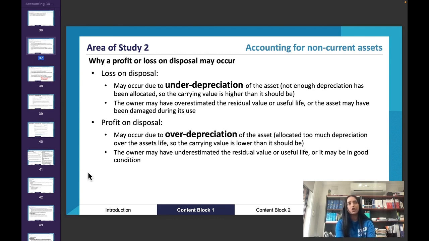So they do have to try and be as accurate as possible, but nothing is ever 100% accurate with estimation and with depreciation. And there's a number of things that can cause under depreciation. So, like I said, either incorrect estimations or the asset might have been damaged. So, for example, if the business purchases a van and they're expecting to use the van for 3 years, but then in the second year of use, the van has a car accident and it gets damaged.